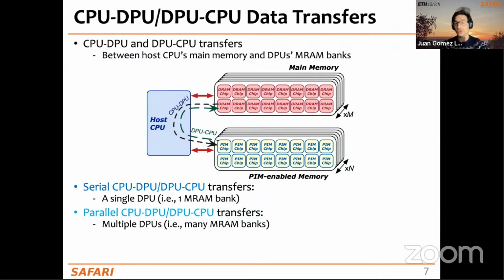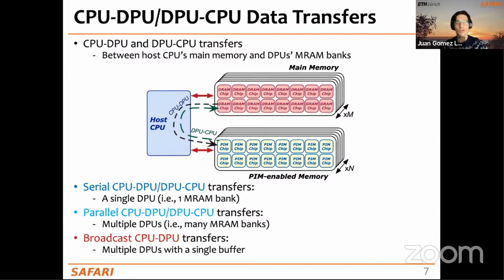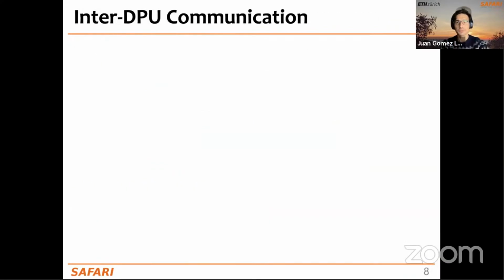But we can also use parallel CPU-DPU and DPU-CPU transfers when we are targeting multiple DPUs. And these parallel transfers, we can use them when the size of the buffers that we are going to transfer from the main memory to the PIM-enabled memory, or vice versa, are of the same size. Then the third type of transfer is like a special case of the parallel CPU-DPU transfer. It's the broadcast transfer. In this case, we are transferring to multiple DPUs, but we transfer a single buffer.